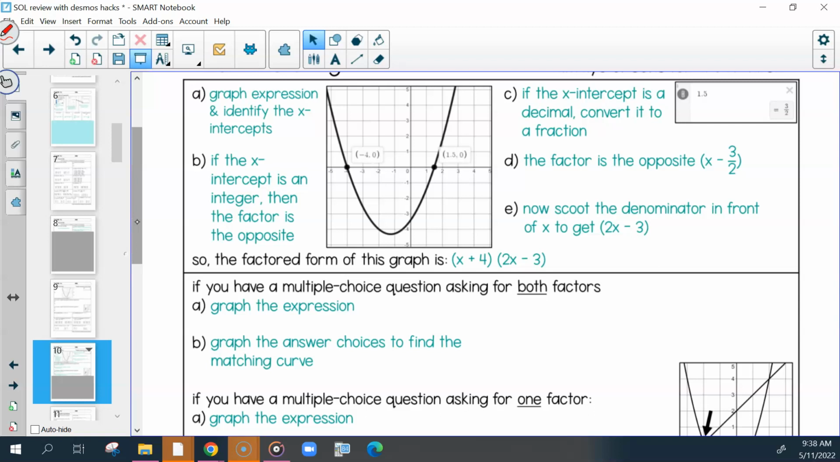If you have a multiple choice asking for one factor, you're going to graph it. And then grab each answer choice and pick the line that crosses through the x-intercept of the curve. But I'll scroll down so you can write that down in a second. Who's still writing this part down? Okay.